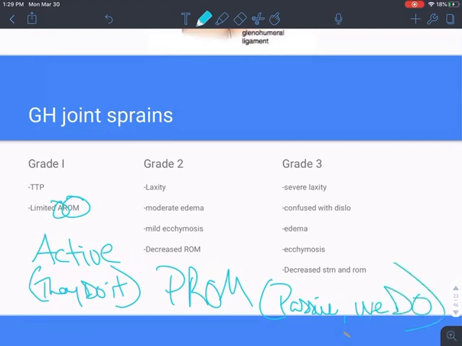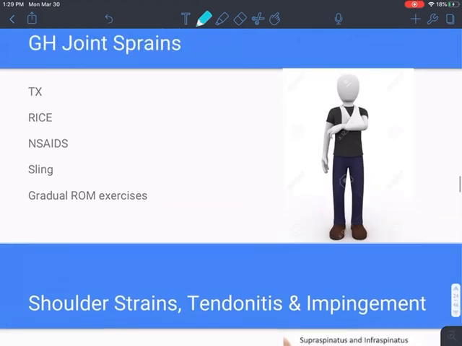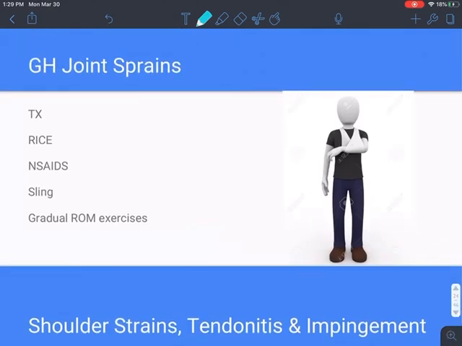Okay. Grade 2, there'd be some laxity, some edema, some ecchymosis. Grade 3, there'd be severe laxity. Some might confuse that with being dislocated, or it felt like it dislocated. Decreased strength and range of motion. Treatments would be that typical rest, ice, compression, elevation, the non-steroidal anti-inflammatory drug, sling, and then you just have to work your way back gradually.